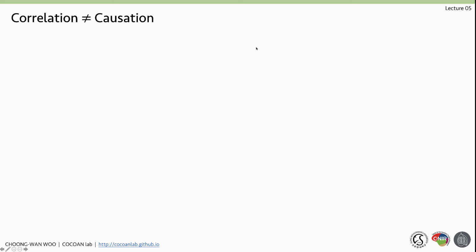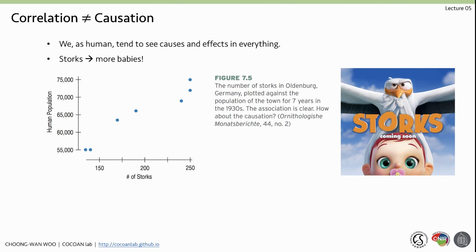And an important consideration for correlation is that correlation doesn't mean causation. So we as humans tend to see causes and effects in everything. And this is an interesting data set. Here the x-axis is the number of storks, this bird, and the y-axis is the human population. As you can see, there's a clear positive relationship between the number of storks and the human population. Because of this, people thought storks bring more babies. You might know this movie, the one where the birds bring babies.